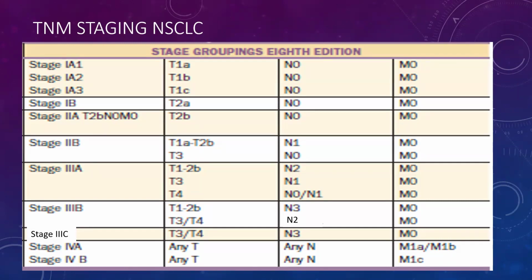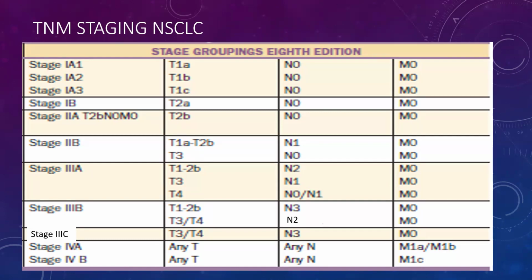Again, you have your T2, which is a tumor that is more than 3 but less than or equal to 7. It's divided into your T2A, which is more than 3 but less than or equal to 5, and your T2B, which is more than 5, less than or equal to 7. Okay, so T2A N0 M0 is 1B, while T2B N0 M0 is your 2A.